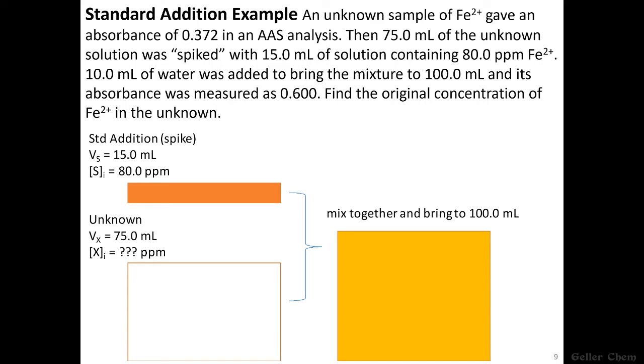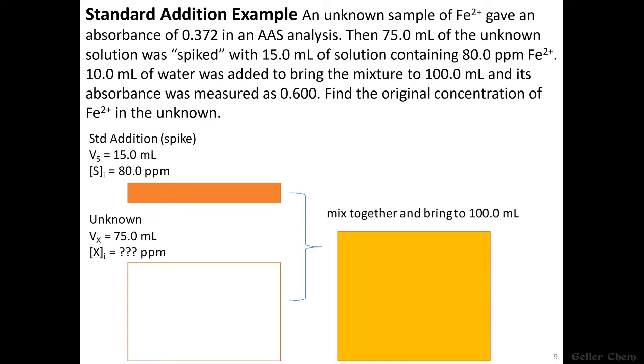Alright, now we'll start learning about how to do standard addition. First, I will describe a scenario, and then we'll learn how to solve this problem. An unknown sample of iron 2 plus gave an absorbance of 0.372 in an AAS analysis.